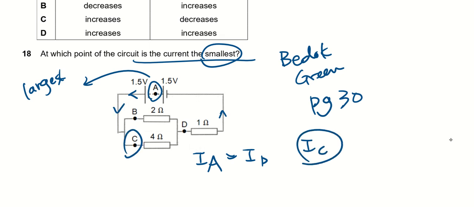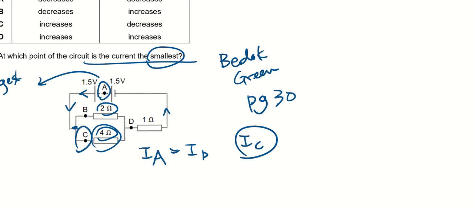Because when the current comes over here, they will have to split. But when they split, they find that this is 2 ohm and 4 ohm. So therefore, the current in C will be the smaller one. It will actually be the smallest because we have a larger resistance here. But we can actually do some calculation here.